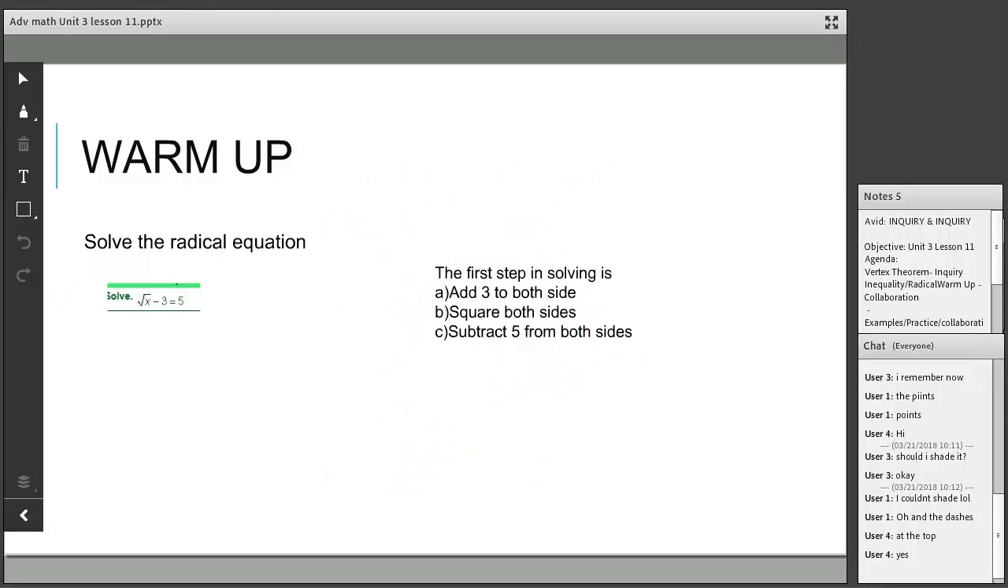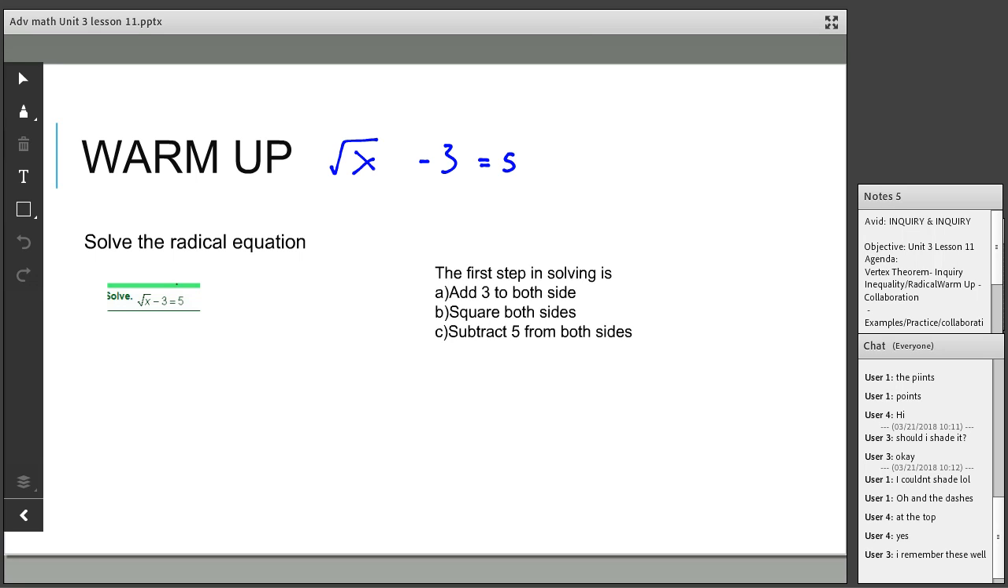All right, and here's our next warm-up. We're going to talk about graphing inequalities. We're also going to talk about radical equations today, or radical inequalities. So let's look at this radical equation. We have the square root of x minus 3 is equal to 5. What would be our first step in solving this equation, A, B, or C?